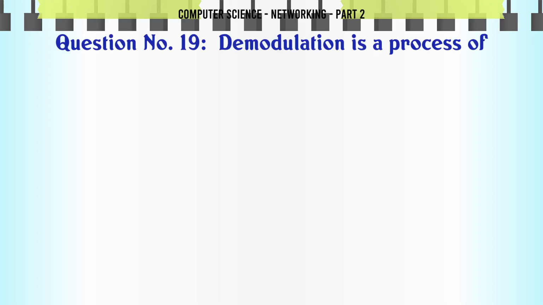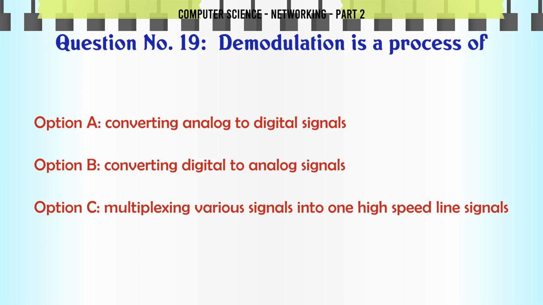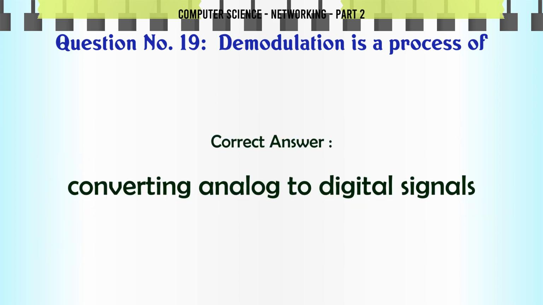Demodulation is a process of A. Converting analog to digital signals. B. Converting digital to analog signals. C. Multiplexing various signals into one high-speed line. D. Performing data description. The correct answer is converting analog to digital signals.